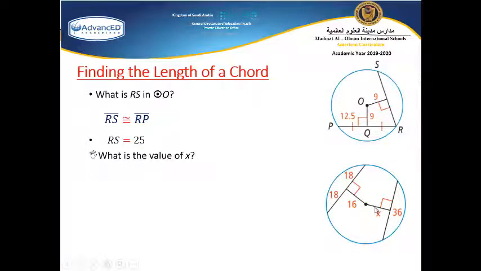What is the value of the variable x? According to the given, we have two congruent chords. According to the converse of the theorem, this chord is 36 and this chord is 36, so both are equidistant from the center. This distance is 16, so the other distance x would also be 16.